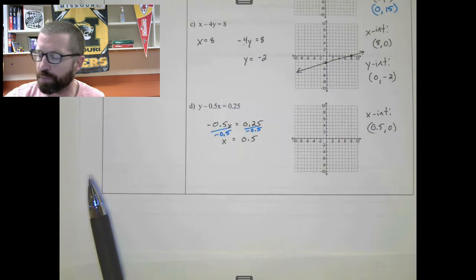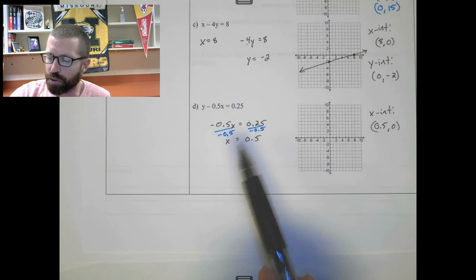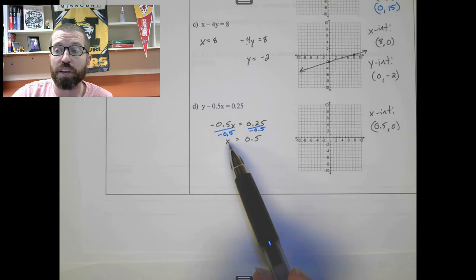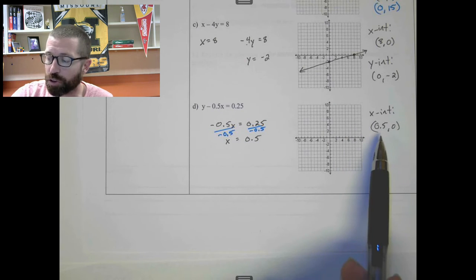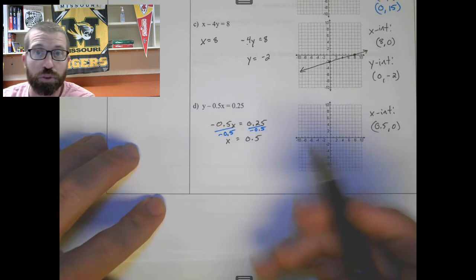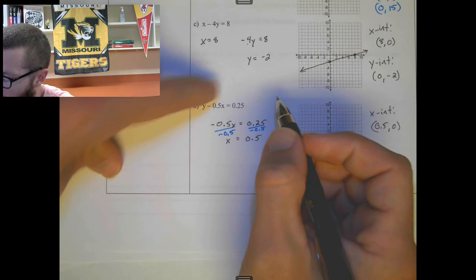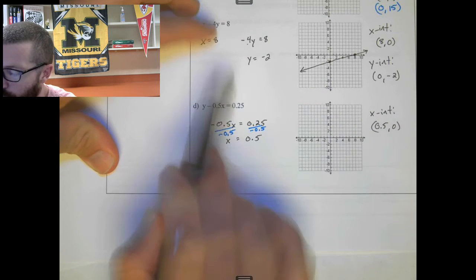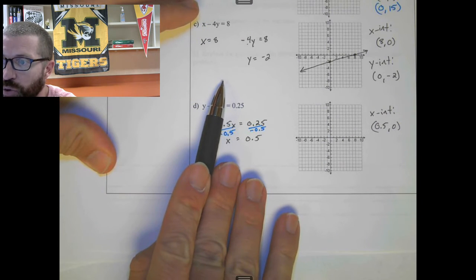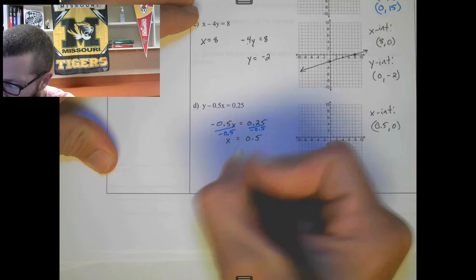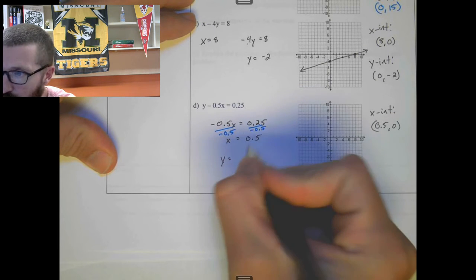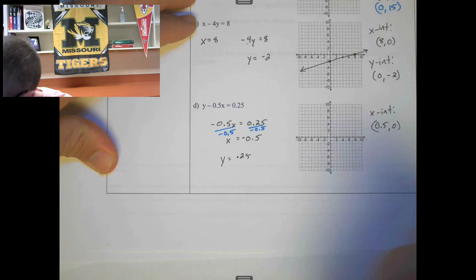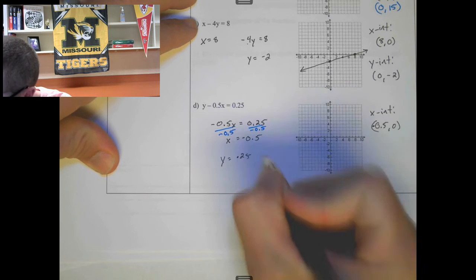My mind wasn't into where I started. I didn't realize I plugged in 0 for y, but I knew I had x equals. So if you end with x equals, that is your x-intercept. If you end with y equals, that's your y-intercept. So let's cover up or plug in 0 for x, and all this will just be gone, and you're left with y is equal to 0.25. My negative sign went away on my x. It should be negative.